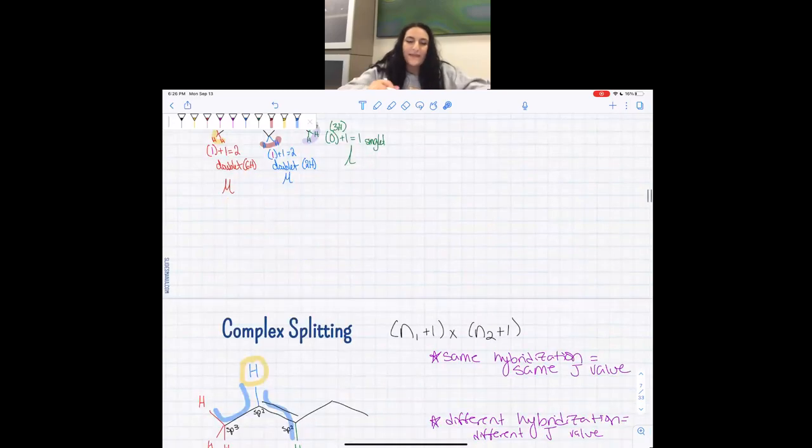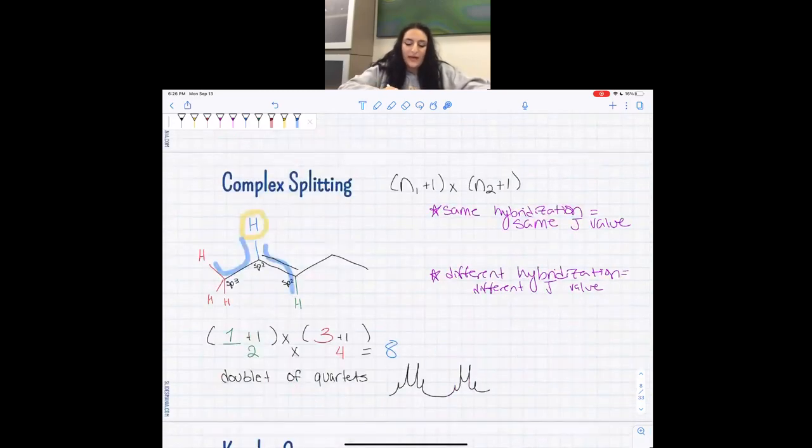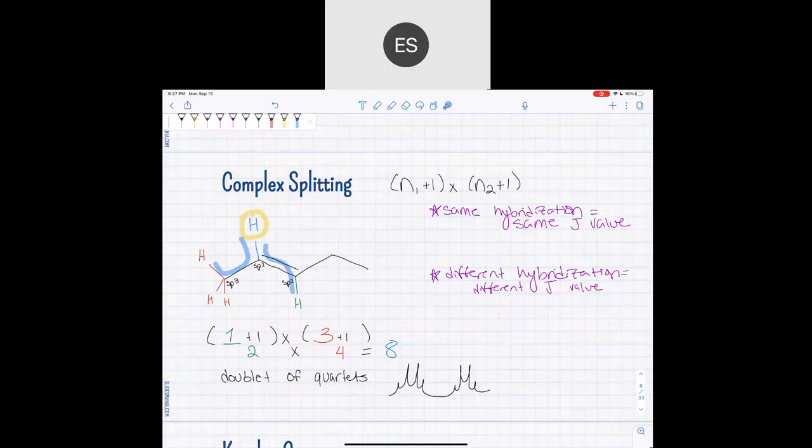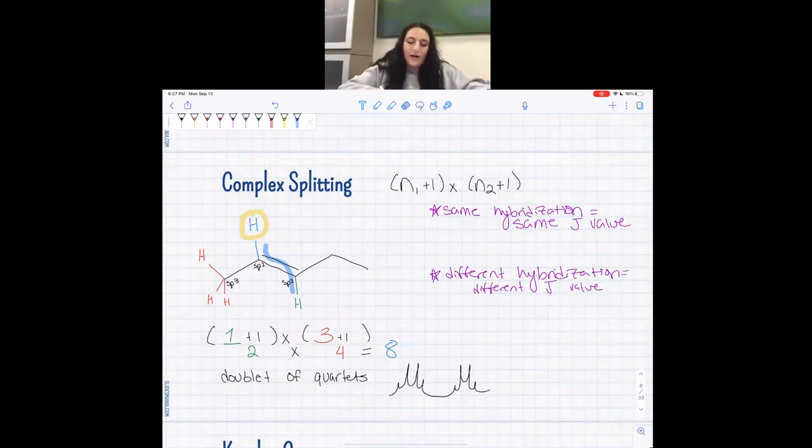However, down here, this blue guy is split by a different J value on the left and a different J value on the right, because those are two different hybridizations. So since they are two different hybridizations, you can't just do N plus one, you have to do this fancy formula. Would a double bond just be a good indicator? Exactly. Yeah, really pretty much just a double bond.